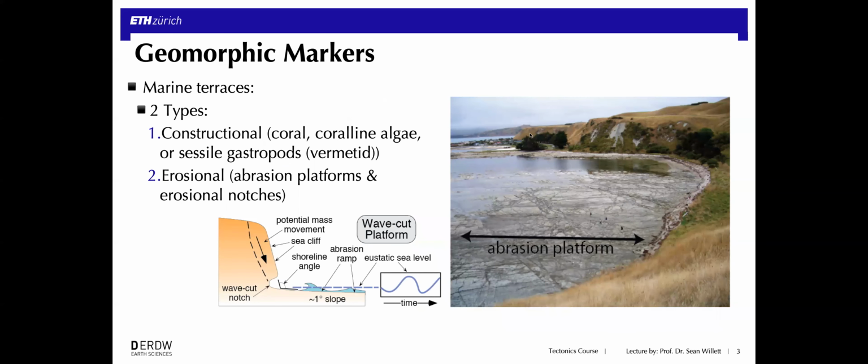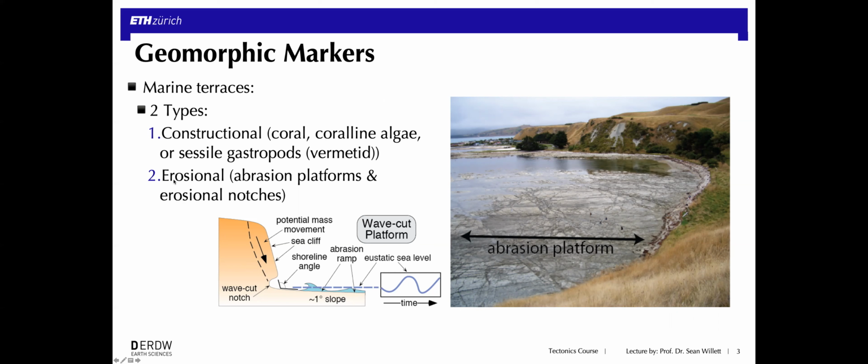For example, terraces represent a feature in the landscape. There are both marine and fluvial terraces. Marine terraces also have 2 types. They can be constructional terraces, which are formed from coral or other organisms primarily that are deposited at a specific elevation relative to sea level, so that if we find these say coral terraces at a different elevation, that tells us something about the vertical displacement.